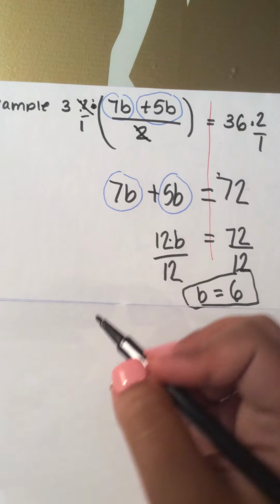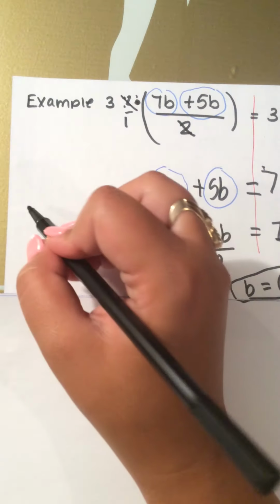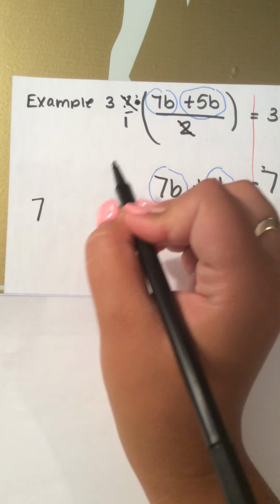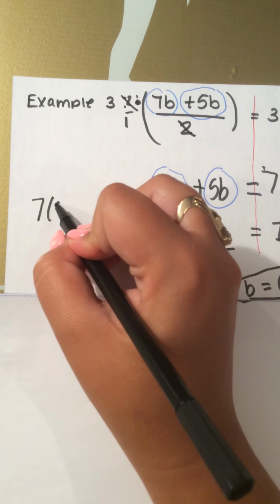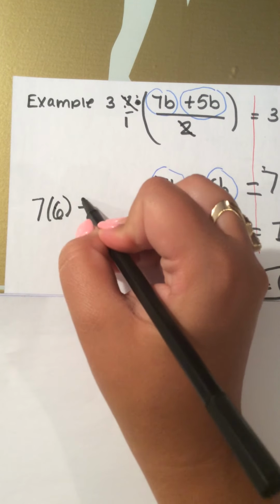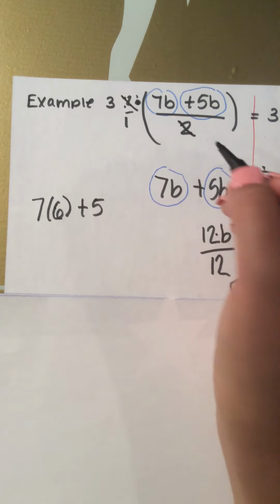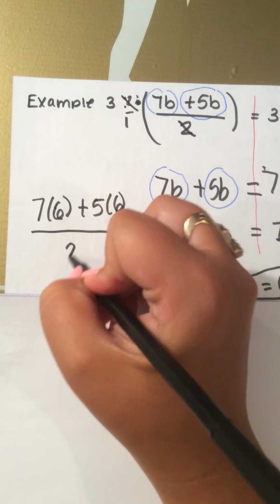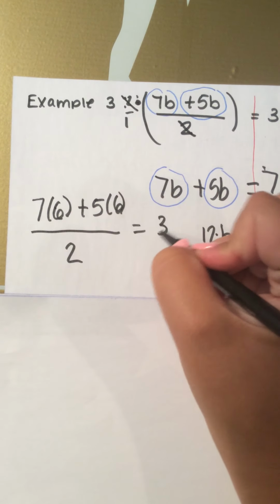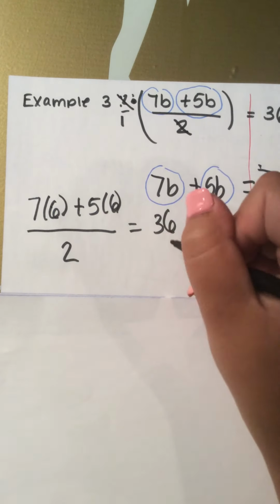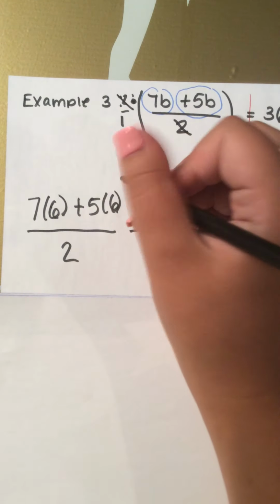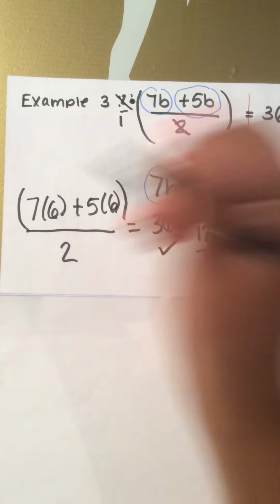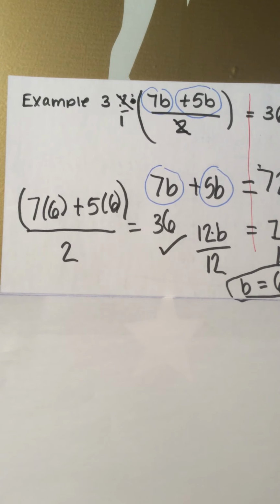Okay, and then if you're double checking, again, I'm just going to show you what it should look like. So you're going to have 7. Instead of writing that b, I'm going to substitute a 6. Plus 5. Again, instead of writing b, I'm going to substitute a 6. Divided by 2. Does this equal 36? Now I'm going to give you a hint. It does check out. When you type this in your calculator, make sure this top is in parentheses, okay? Make sure it's in the parentheses because that's really going to help you.